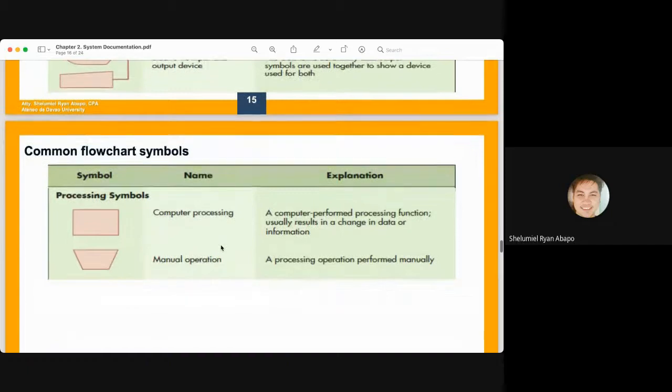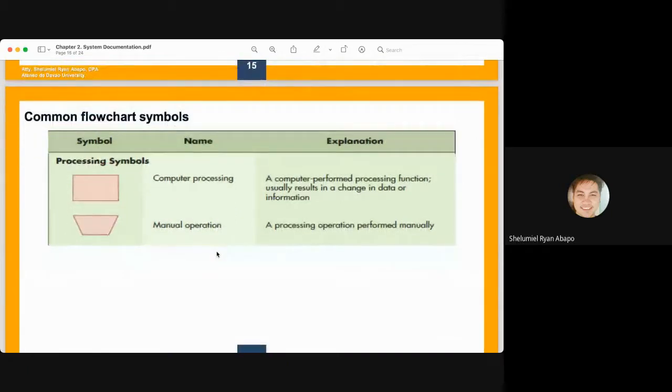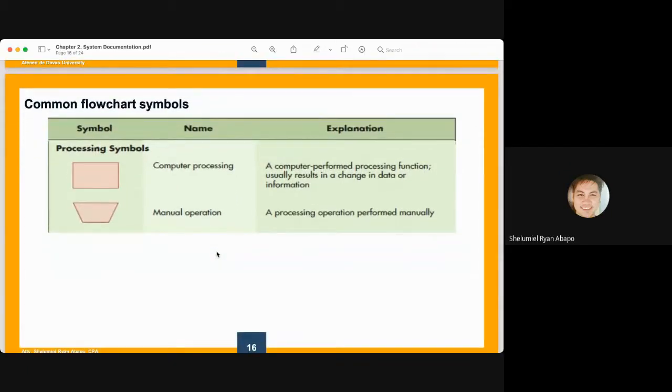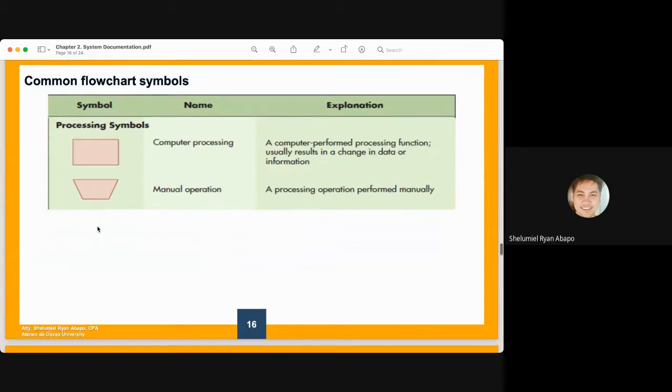Now, we also have the processing symbols. We have a rectangle for computer processing, and like a data flow diagram, where a circle is processing, here it's a rectangle for computer processing, which usually results in the transformation of data to information. And of course, this inverted shape, I'm not sure what you call it, will represent a manual operation, not computer or automated. Okay? This is a manual operation.